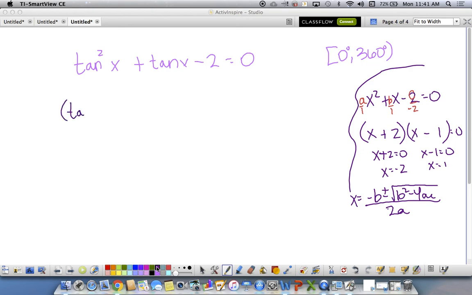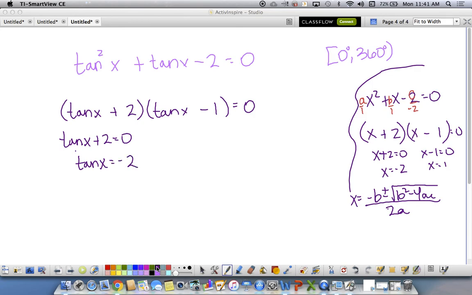I have tan x times tan x gives me tan squared x. My 2 and my 1 are going to stay. I need a positive 2 and a negative 1 to equal 1 in the middle. Now I have tan x plus 2 equals 0. I'm going to subtract 2, so tan x equals -2. My other factor is tan x minus 1 equals 0, so tan x would equal 1.